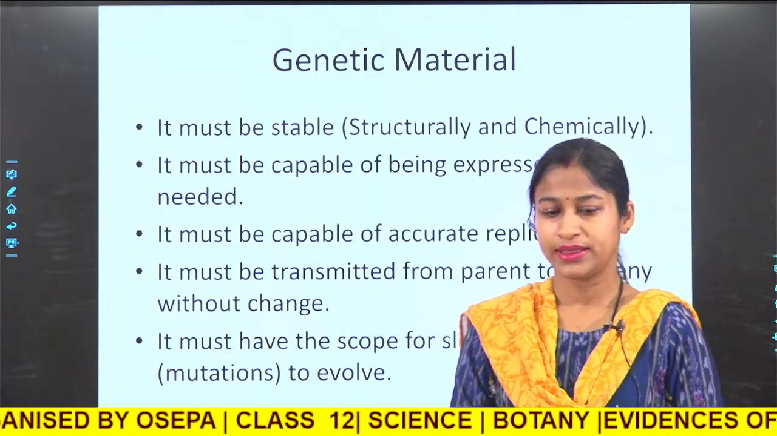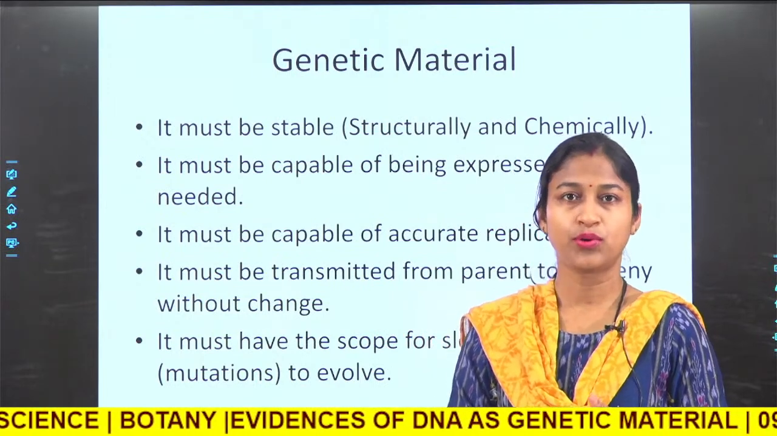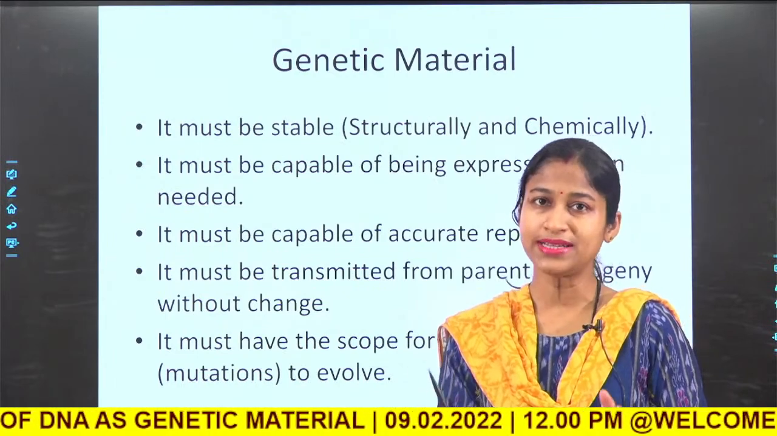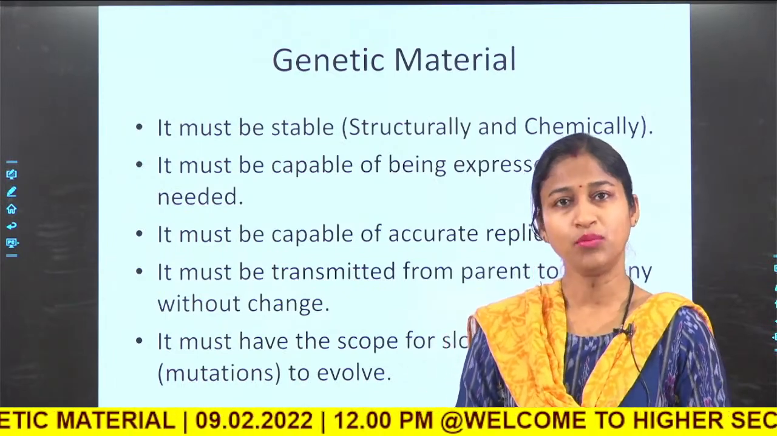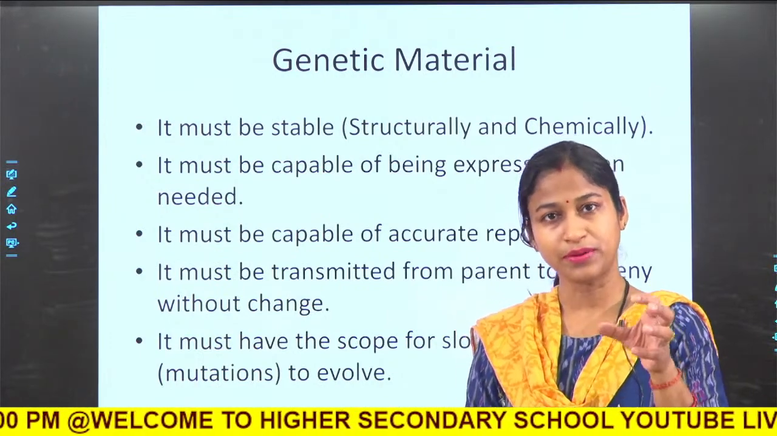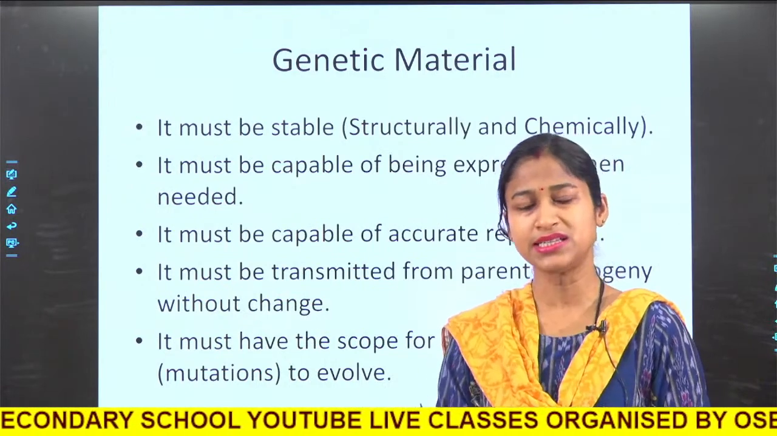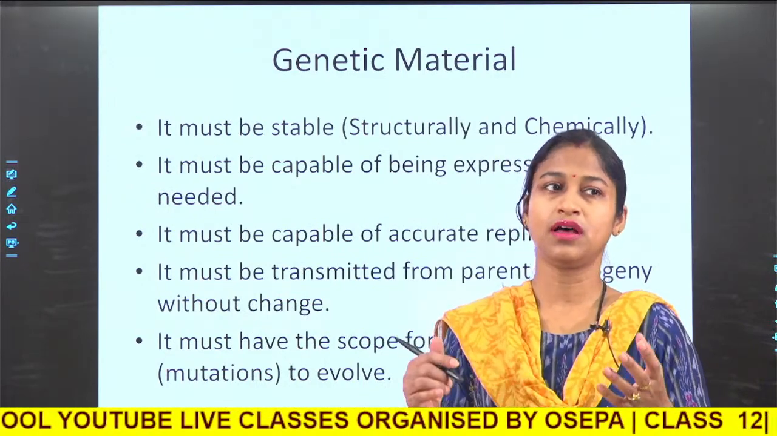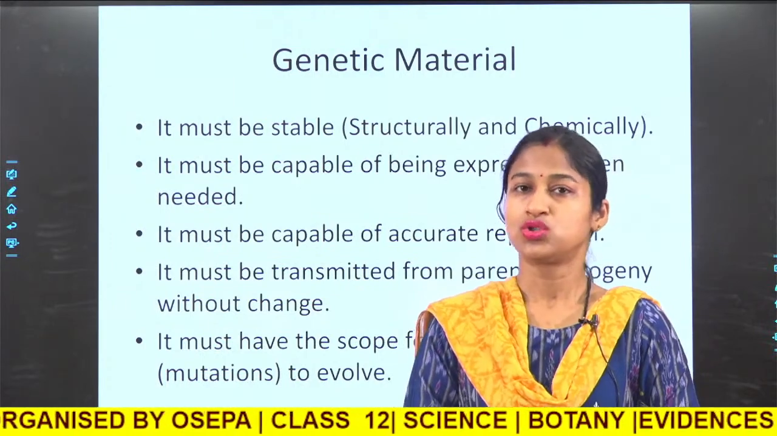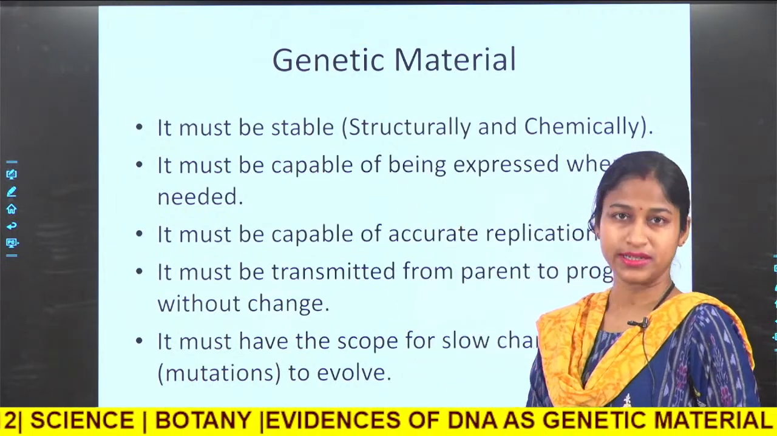Now, we know that several biomolecules are there like DNA, RNA, protein, carbohydrate, lipid. Out of these, which one is actually inherited from one generation to another generation, and which biomolecule is capable of expressing itself and controlling the living activity of the whole organism? Let us have a look again at what the features of the genetic material are.